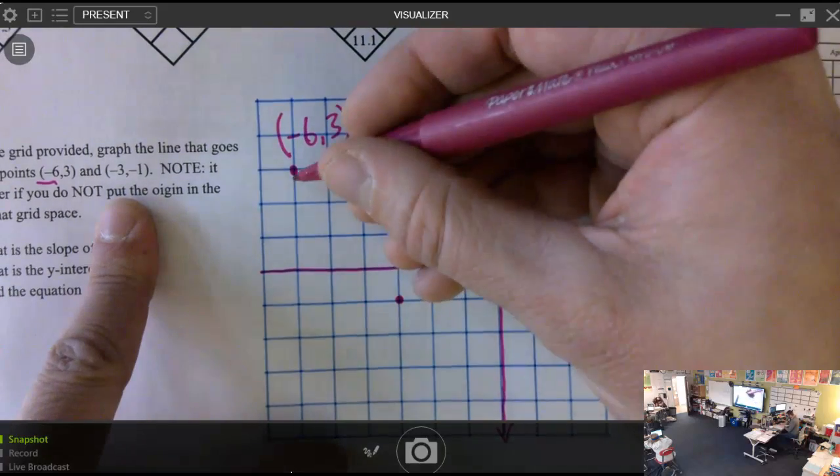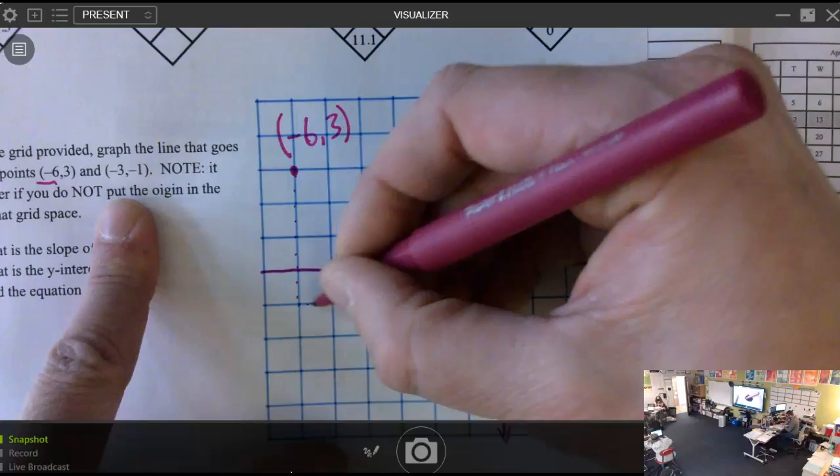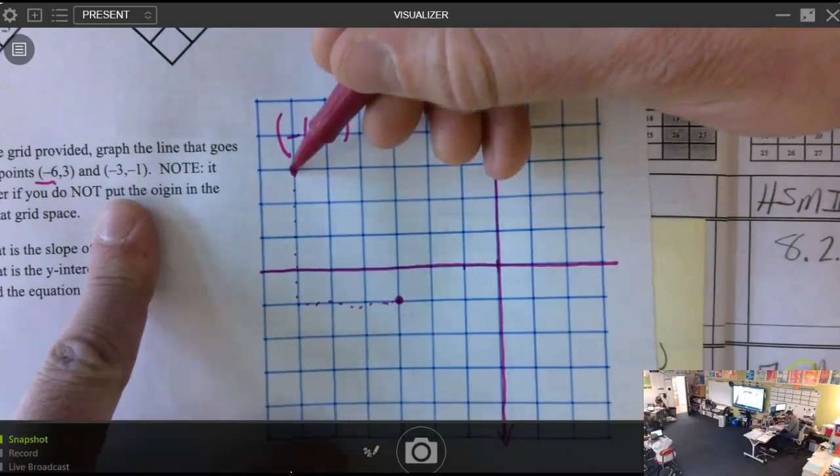And then we could draw the slope triangle if we want to figure out the slope of this line.